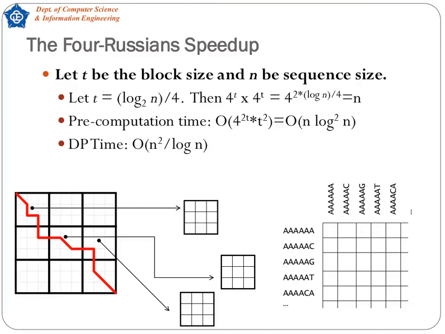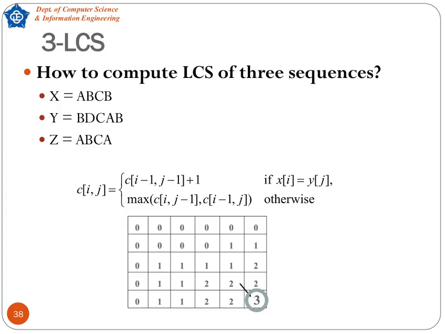On the right, you see the master lookup table, indexed by all 4 possible row and column boundary patterns. This simple block lookup strategy shaves off a logarithmic factor in runtime. Pretty neat, isn't it? Now let's walk through a concrete example with 2 sequences, x equals ABCB and y equals BDCAB, by building the classic dynamic programming table.